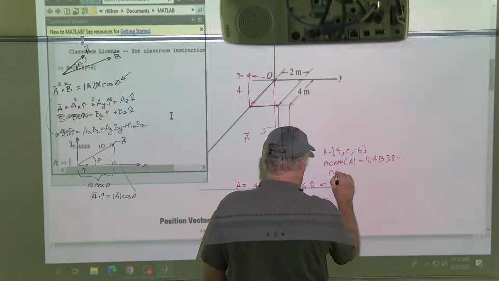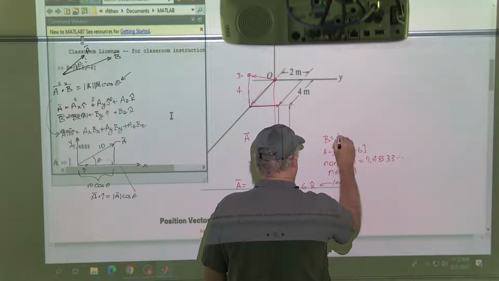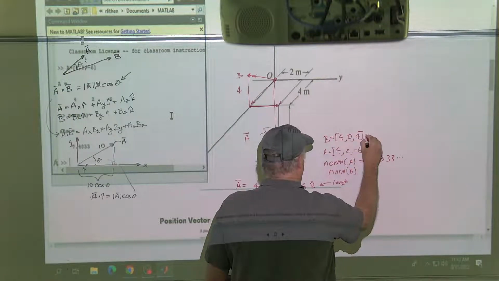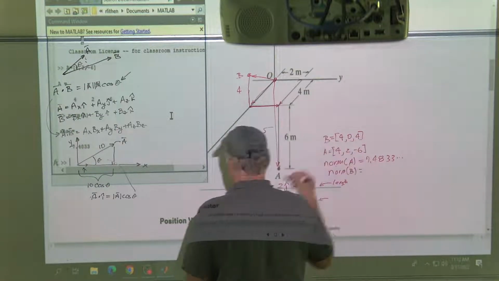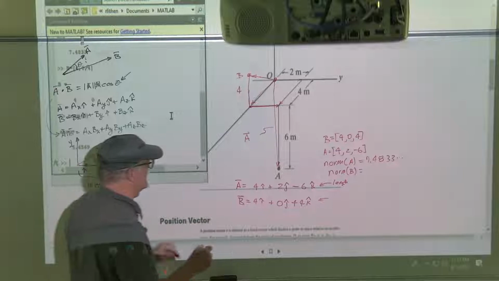If I look at the norm of B, okay, so B would just be 4, 0, and 4. And the norm of it is not going to be an integer. So B is equal to 4, 0, and 4. And then if I do the norm of B, it's going to be a non-integer number as well. A little shorter, 5.6569.